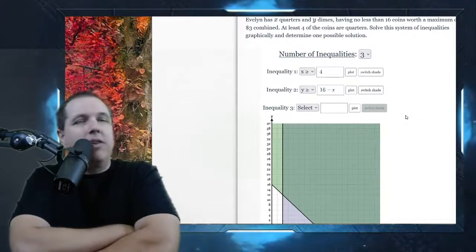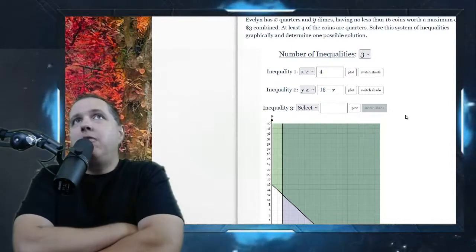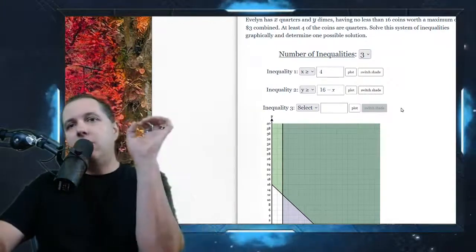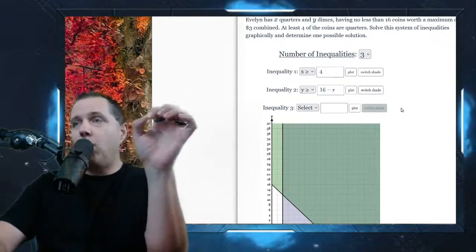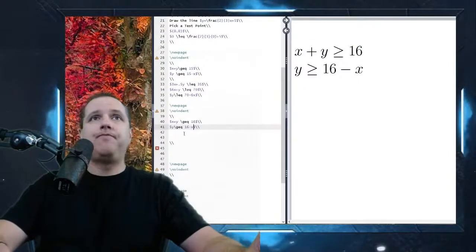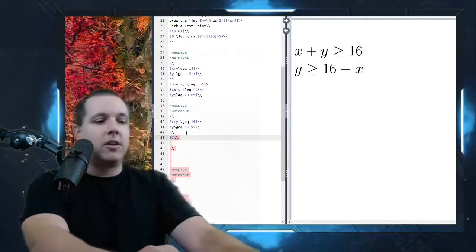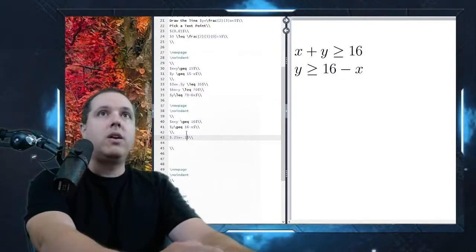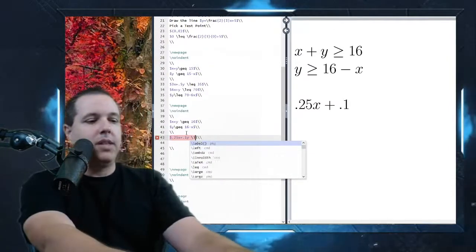Okay? Now this is the one that takes a little bit more work, because we're going to have to think about dollar value amounts. So she has a maximum of $3. Each quarter she has, we multiply by 0.25. Each dime she has, we multiply by 0.1. And that's going to give us the value of her coins. So that's going to be 0.25x plus 0.1y must be, what did it say, a maximum of $3? Must be less than or equal to 3.